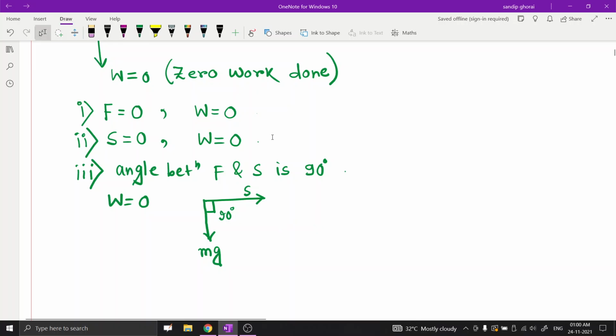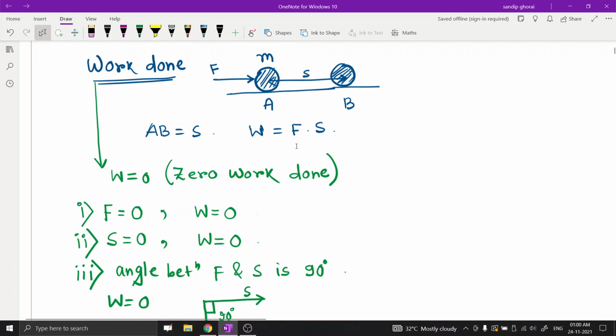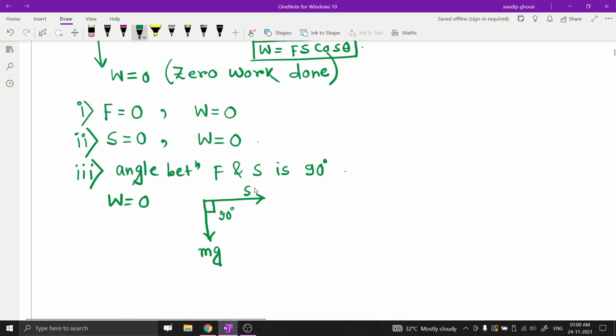The original equation for work done is W is equal to Fs cos theta. So you have to know the value of cos 90. W is equal to Fs cos 90, and we know cos 90 is equal to 0. In this case we get zero work done.